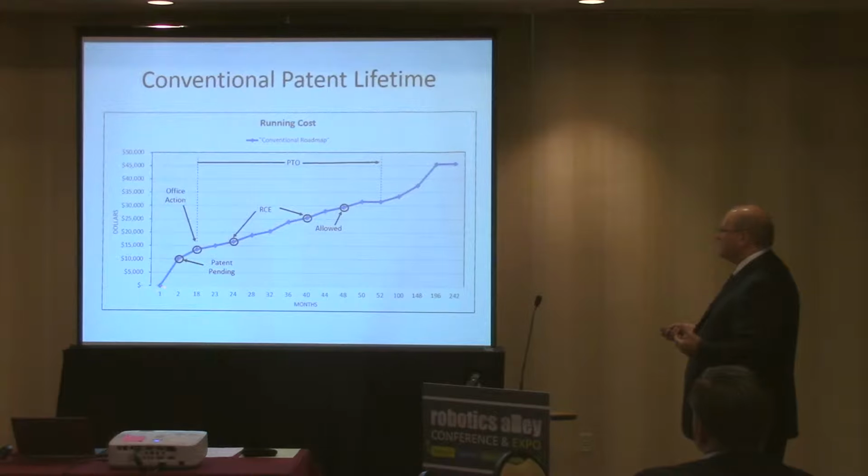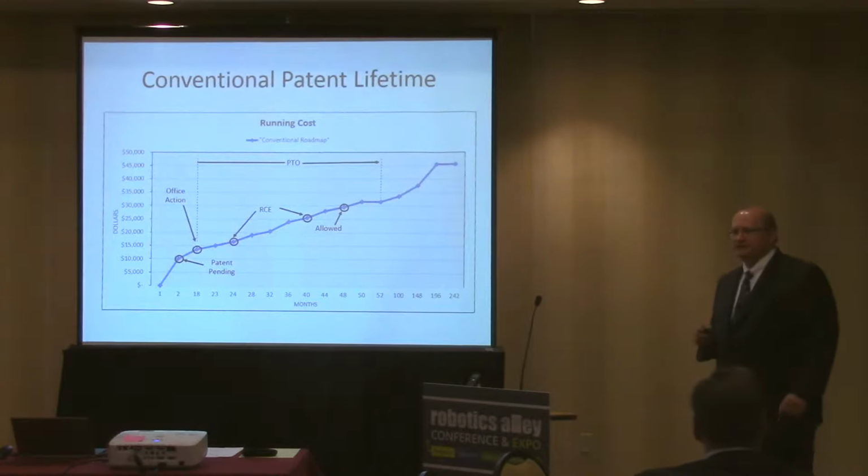when you come up with an idea, you might take it to your patent attorney, and a couple months later, get a patent pending. And this is not to scale. This is every time there's a cash flow event, meaning you pay money for your patent. So about 18 months later, you might get an office action.